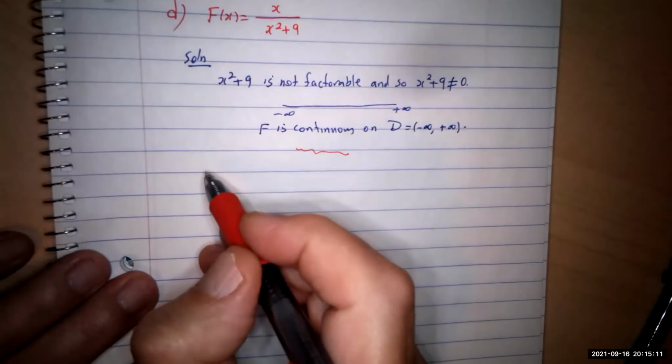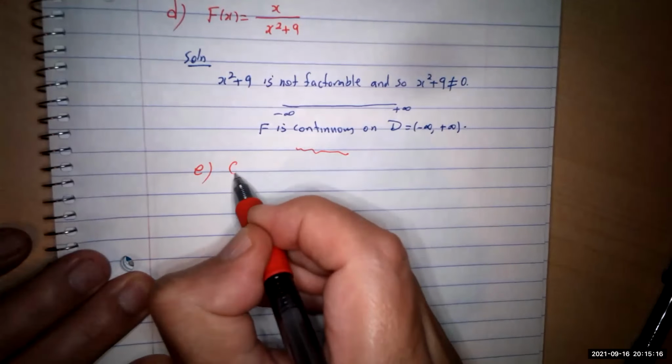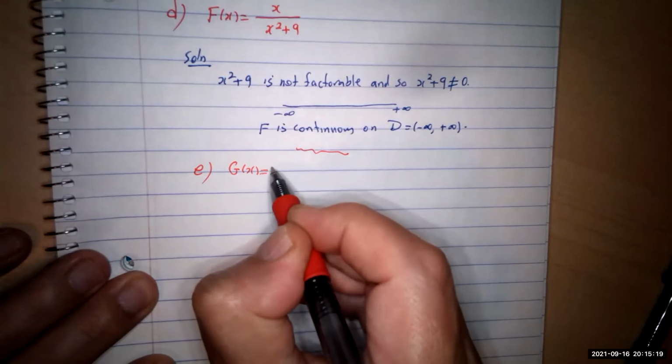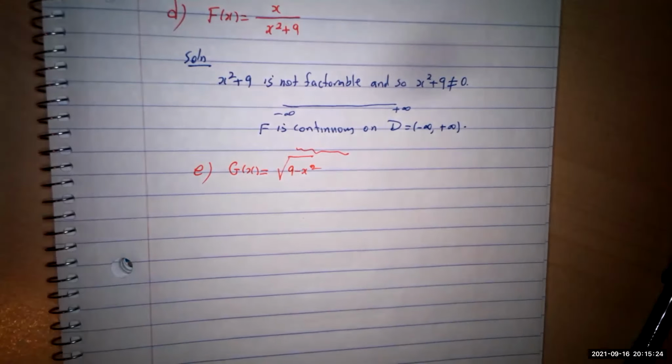So we go to part E and we get one of them. Part E is this function, g of x is equal to the square root of 9 minus x squared. As we did before, inside the radical, 9 minus x squared is a polynomial, it's continuous. But the question is, can you take this out of the radical? You look into the index. What's the index of this radical?